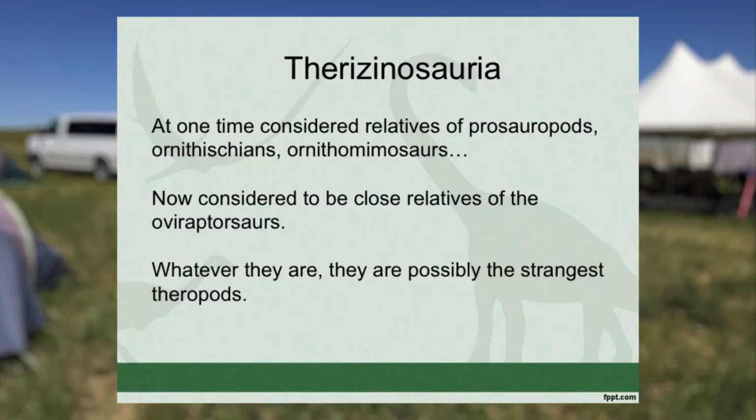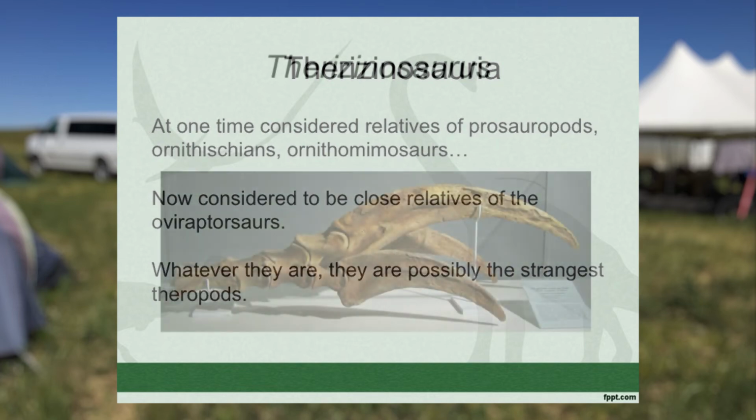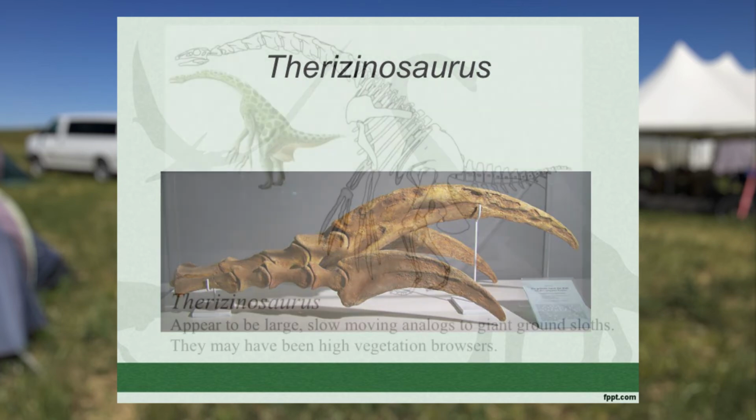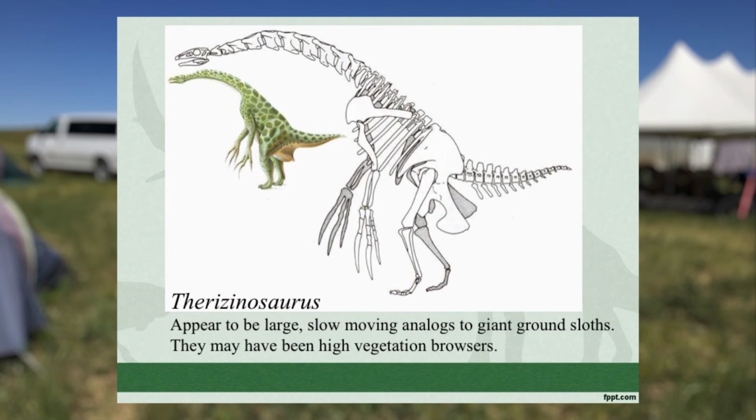Right? So these were first considered relatives of prosauropods, ornithischians, ornithomimosaurs. They weren't really sure what to do with the animal. Now they're considered to be close relatives of oviraptors. It doesn't really matter to me because they're cool. Look at that, another really weird animal. That's the hand. Look at that. It's a massive, like, sickle-shaped claws they had. So you look at the rest of the skeleton that they have. Really weird. So they think they were probably similar to sloths in the way they functioned in the environment.